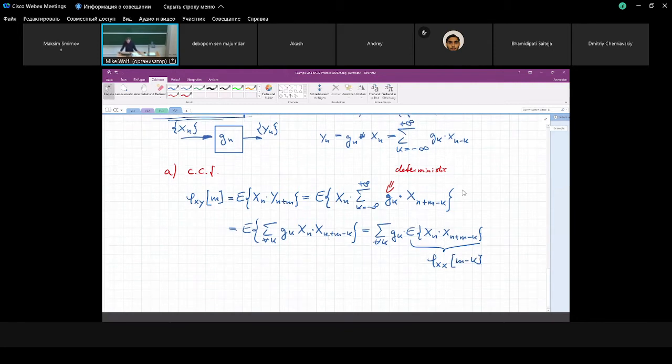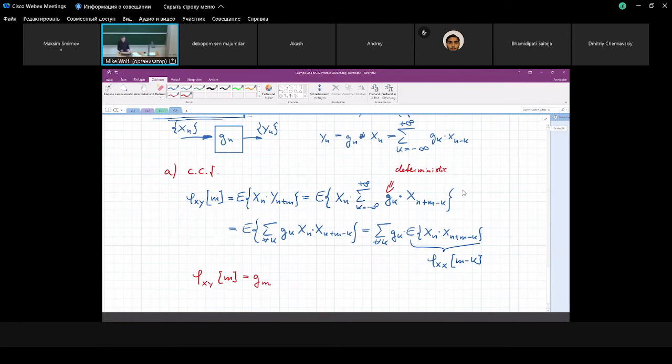See, here I see still a convolution product. It's a convolution between this impulse response and the autocorrelation function. So this means now we have our result. The cross-correlation between x and y. This is the cross-correlation function. This is just the convolution of our impulse response.